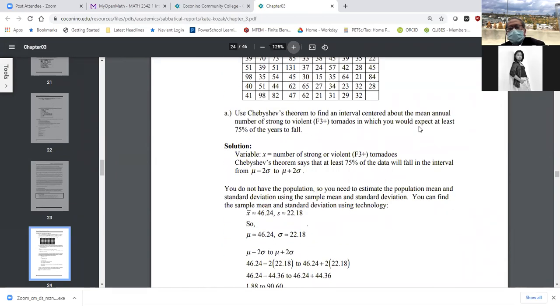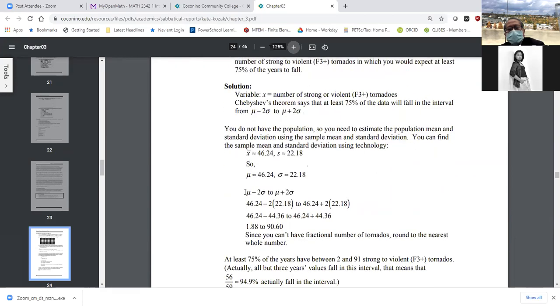So for example, if you want to see what value at least 75% of data fall in the interval of, you first need to find the mean and the standard deviation. So on the left side, you need to subtract 2 sigma from mu. The sigma, or the standard deviation, is 2.18, so you need to put that one.